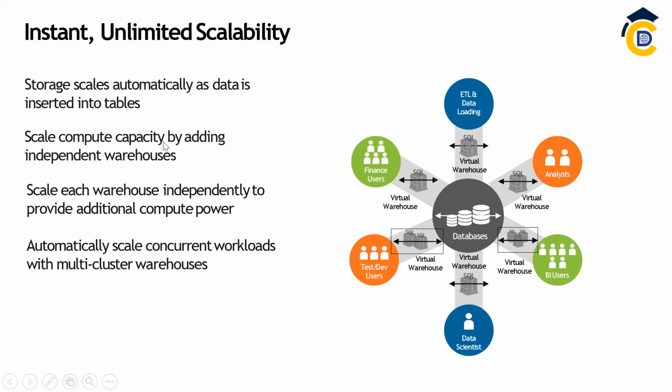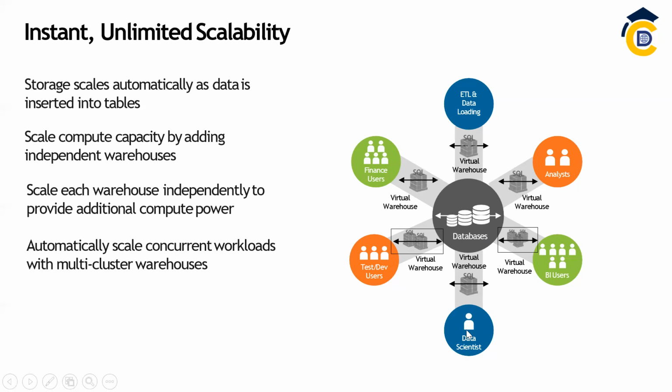Then scale compute capacity by adding independent warehouses. These are all your independent warehouses, and depending on the workload, you can create your virtual warehouses. For example, this is your storage in between, which is the third layer in your architecture. See, it has so many virtual warehouses around it, each for different purposes: for ETL, for finance, for testing and development, analyst, BI, and data scientists, and each of them has different sizes. This could have 2 clusters, small size.